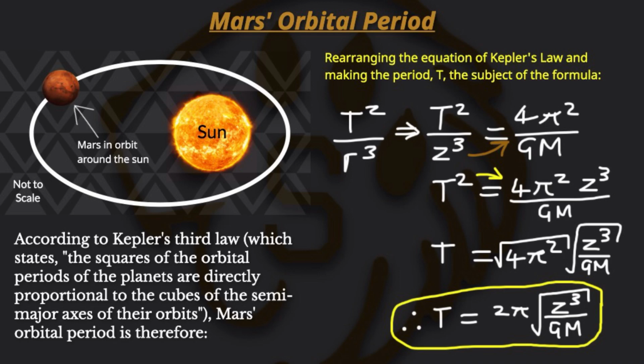So we then get T is equal to 2 pi multiplied by the square root of Z cubed over GM, where G is the gravitational constant and the capital letter M represents the larger mass, which is the mass of the Sun in this case.